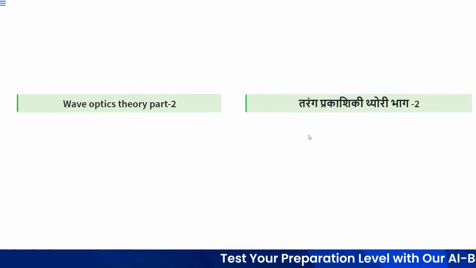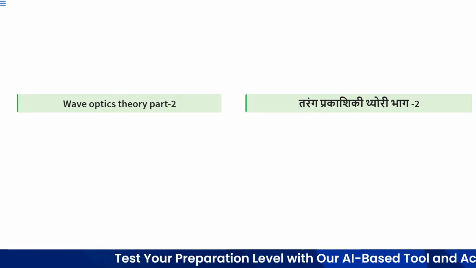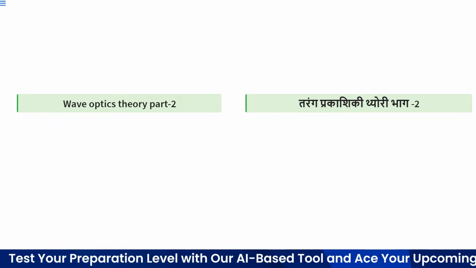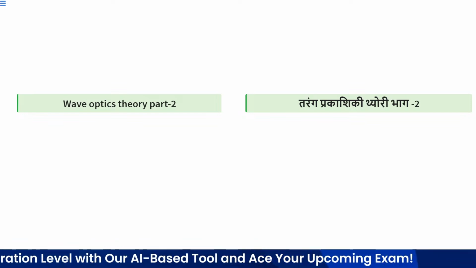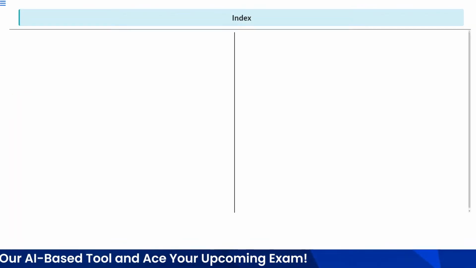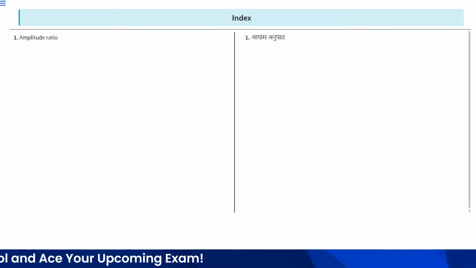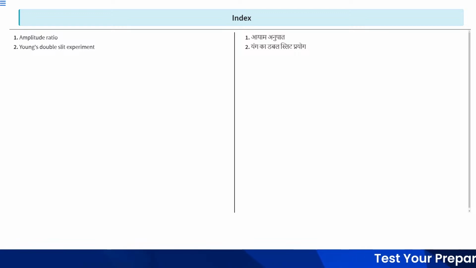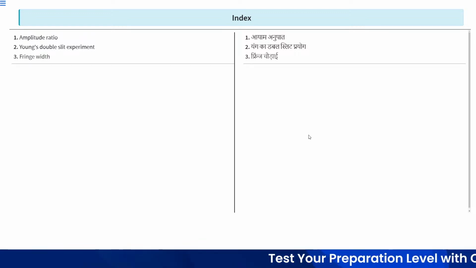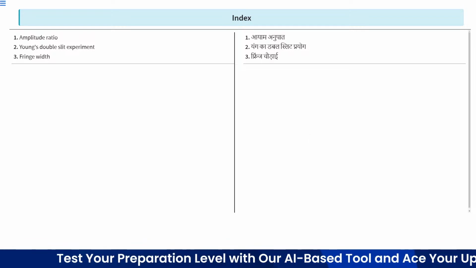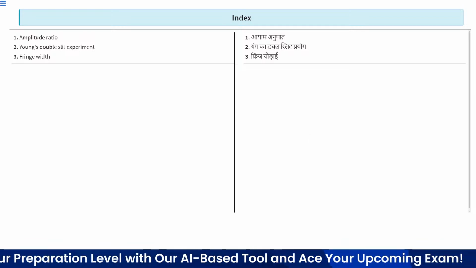Hello students. In today's lecture, we will learn about wave optics, and this is theory part 2. The topics which we will learn in today's lecture are first amplitude ratio, then Young's double slit experiment, and last fringe width. So these are the topics which we will cover in today's lecture.